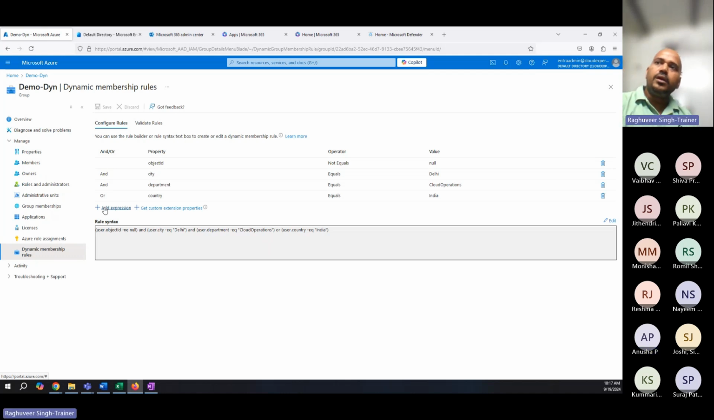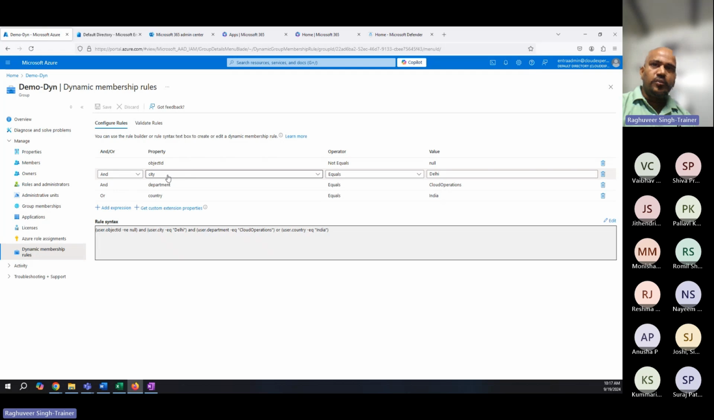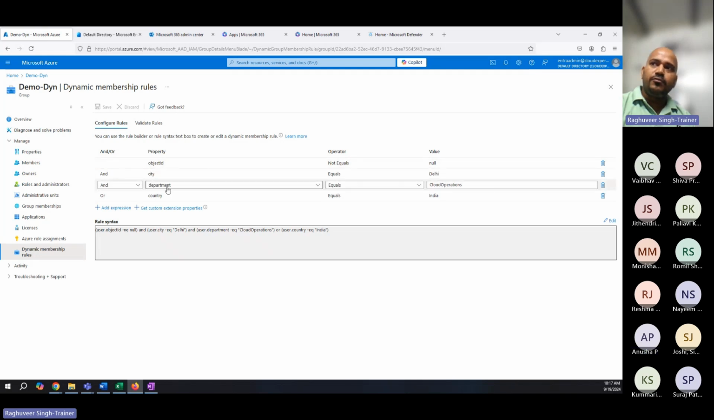Yeah, so see, there are first two and conditions. Why was Farhan not added? Because Farhan was not satisfying these two conditions. See, the first condition he was satisfying, then it moved to the next. The next condition was, is he from Delhi? He's not from Delhi. Next condition, is he from the cloud operations department? No. That's where it stopped. It did not go to this condition.